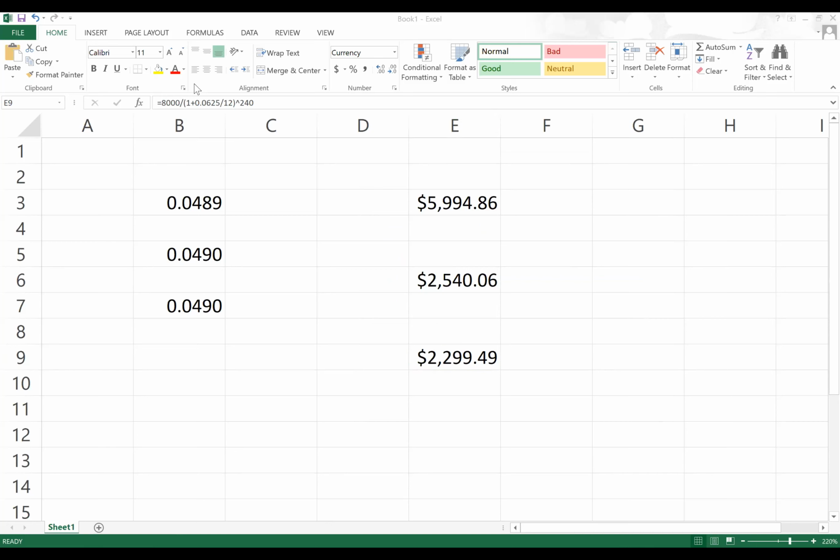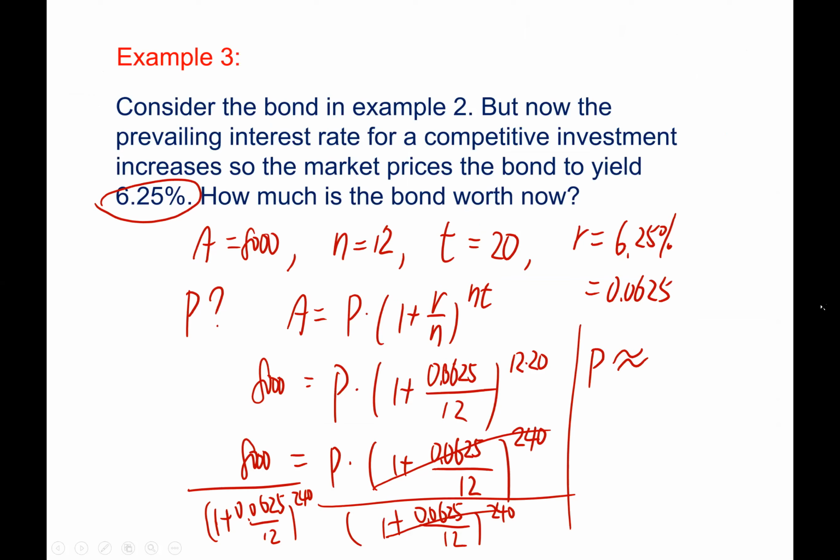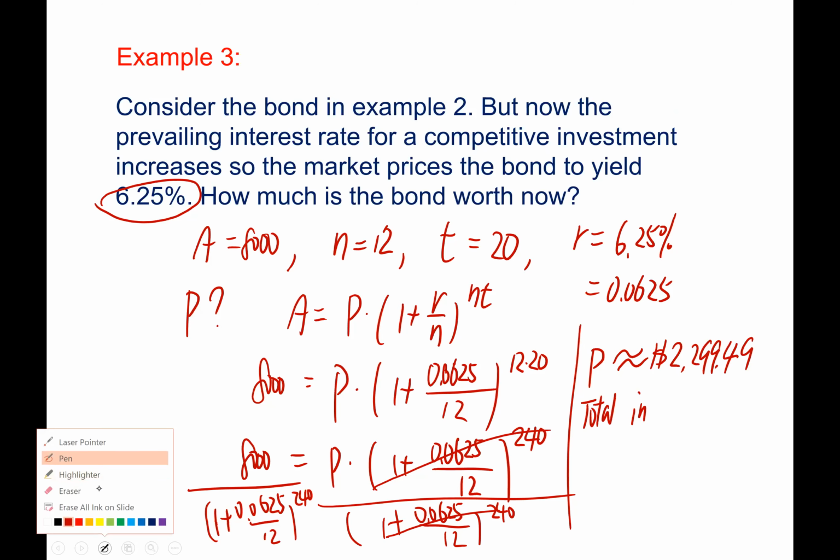So they take $2,299.49. So you're paying less, meaning when the rate is higher, you're paying less. $2,299 and 49 cents, okay, that's what you're paying. And also, if you pay less, you're making more money out of this investment. So the total return should be higher.